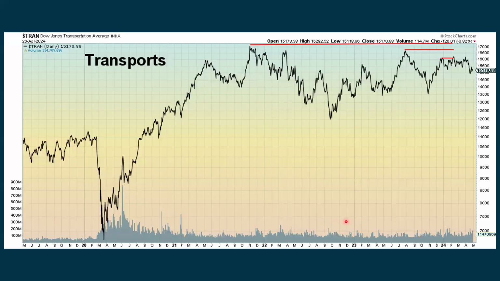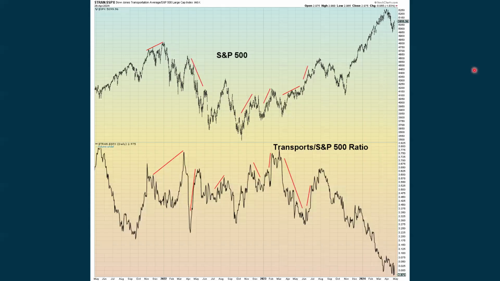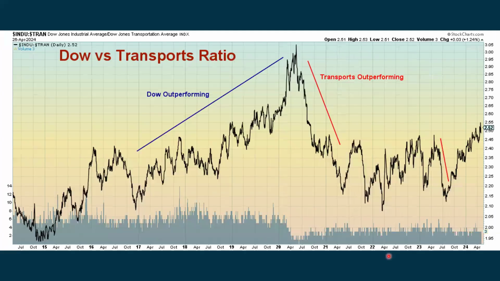And then we look at the transports all by themselves. They pretty much have been going sideways. They saw some weakness, and they're coming down just a little bit, but trying to show a bit of a bounce lately. And then we can do a ratio between the transports and the S&P. When this is going down, that means the transports are really underperforming. And in more solid environments, we want to see this ratio going up. But lately, we've been seeing it going down.